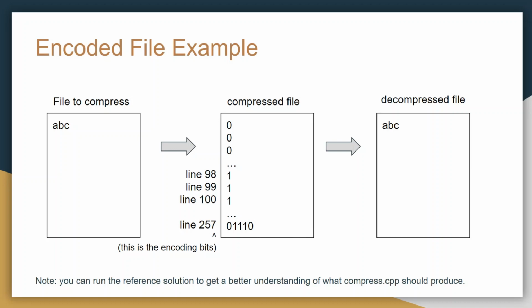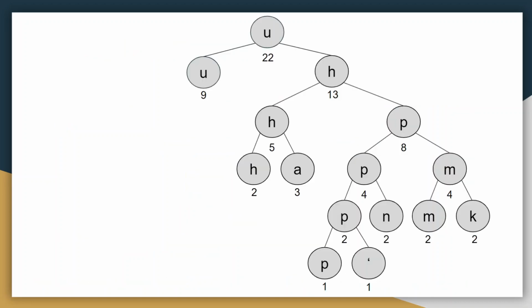And then line 257 is going to be the encoding of those bits. So it's going to be the encoding of this file, in this case, ABC. And then when we decompress it, we should get ABC back. If you want a better understanding of how this works, you can run the reference solution a couple of times with different files to try to get a sense of what you should be doing to implement this.